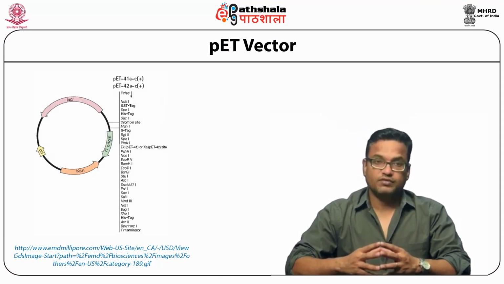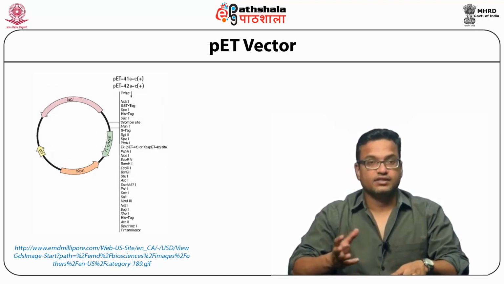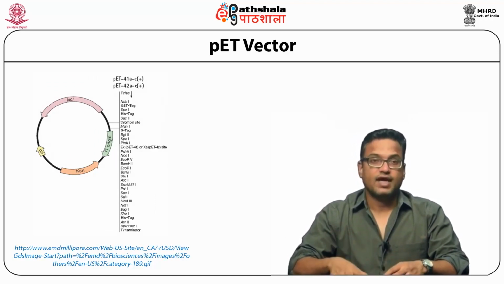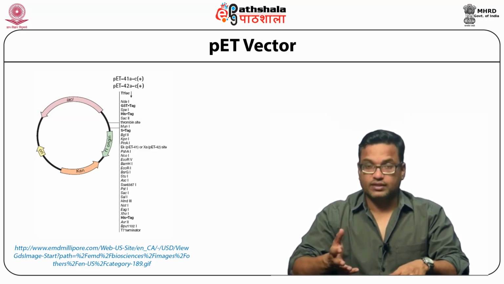So pET as an expression vector contains the following characteristics. It has an antibiotic resistance gene, that is ampicillin in this case, has a bacterial origin of replication, and has an F1 origin of replication as well. It has a lacI repressor gene, which allows a tight regulation of expression. It has T7 transcription promoter and multiple cloning site.